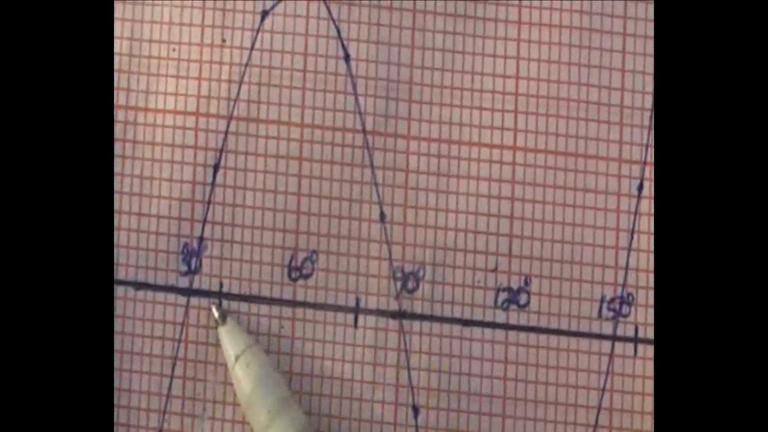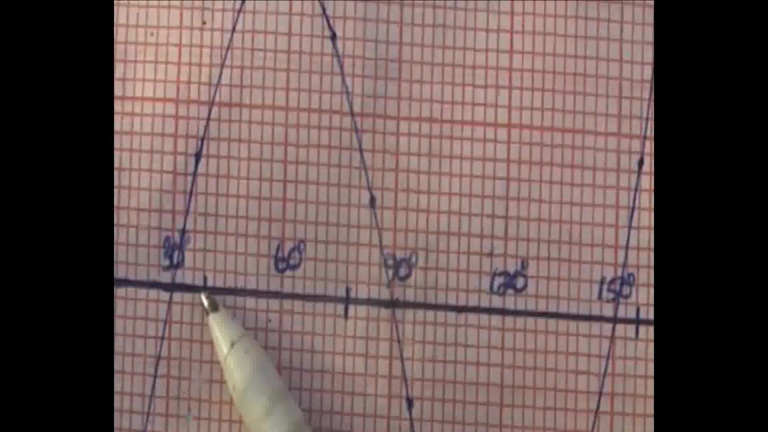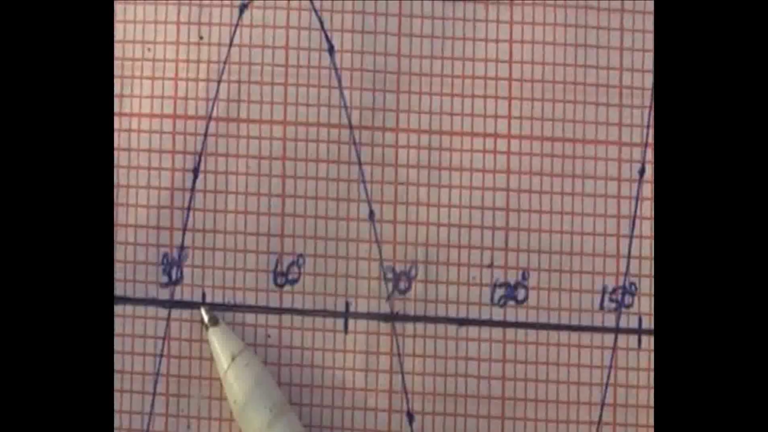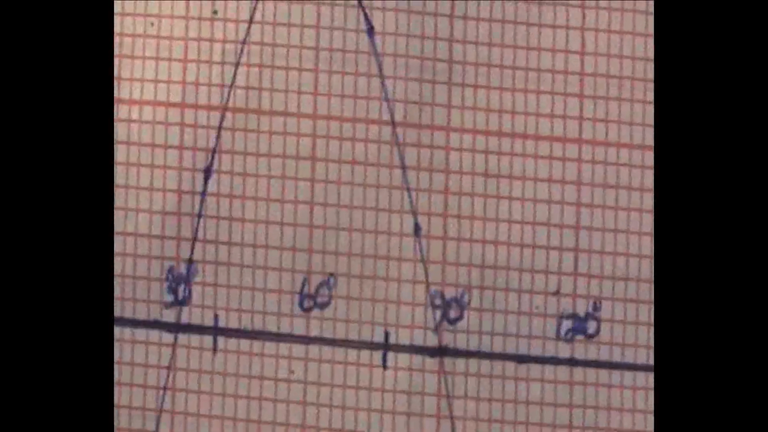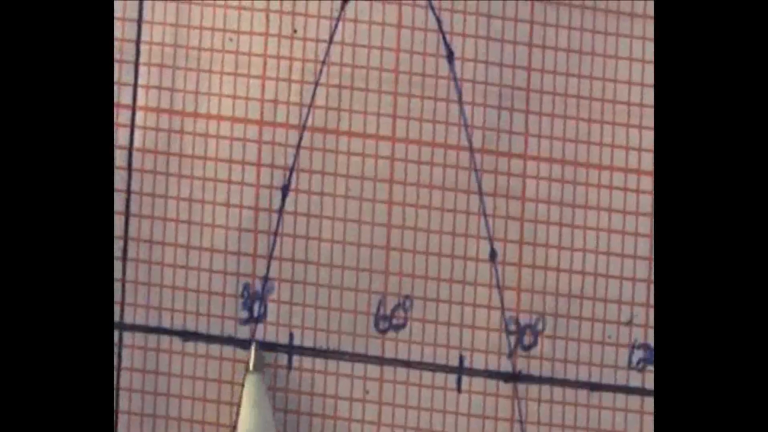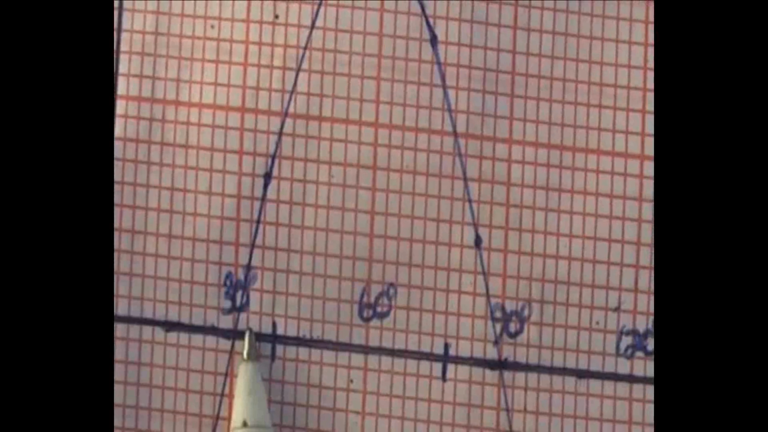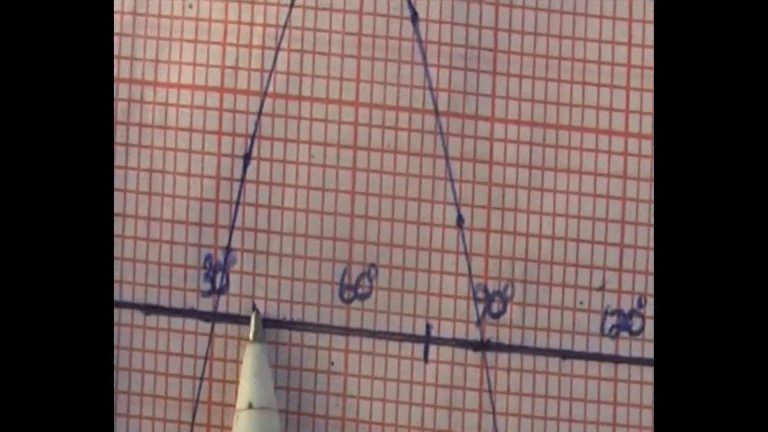So the three places now, whatever value of theta is there is the values for the second question. So let's read this. So this is 30, this is 33, 36, 39 degrees. So the first value is 39 degrees. Write it down. 39 degrees.